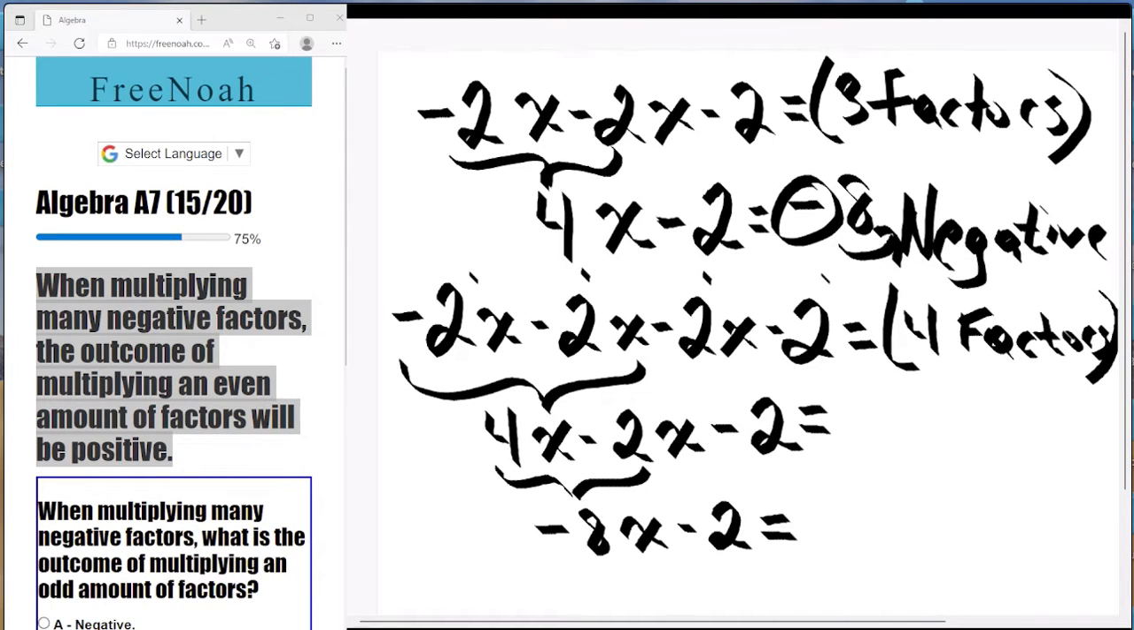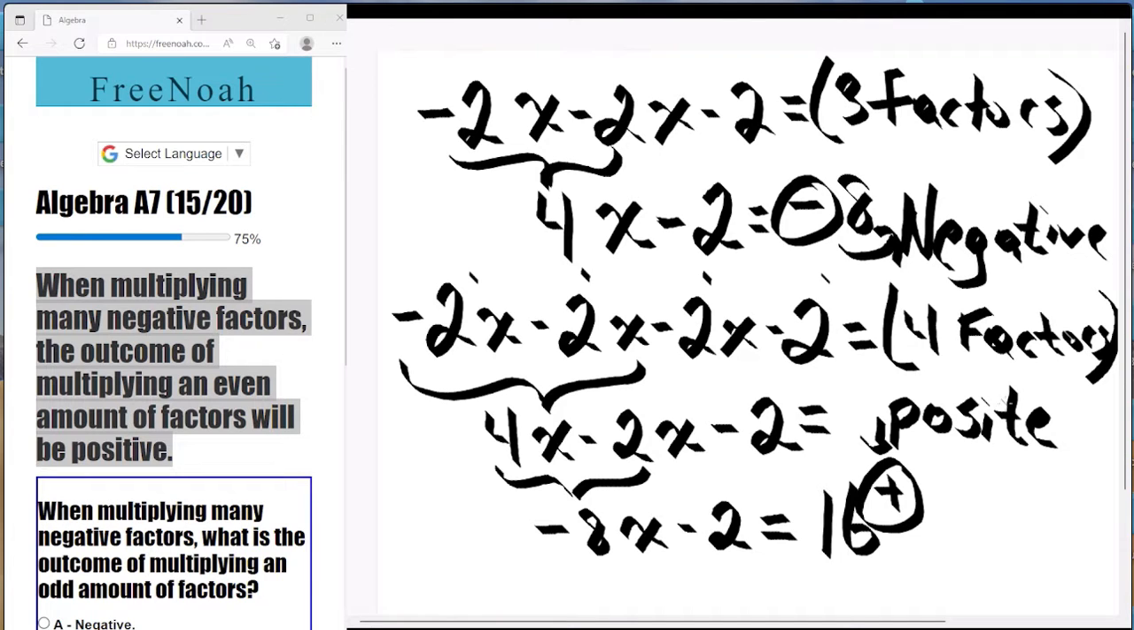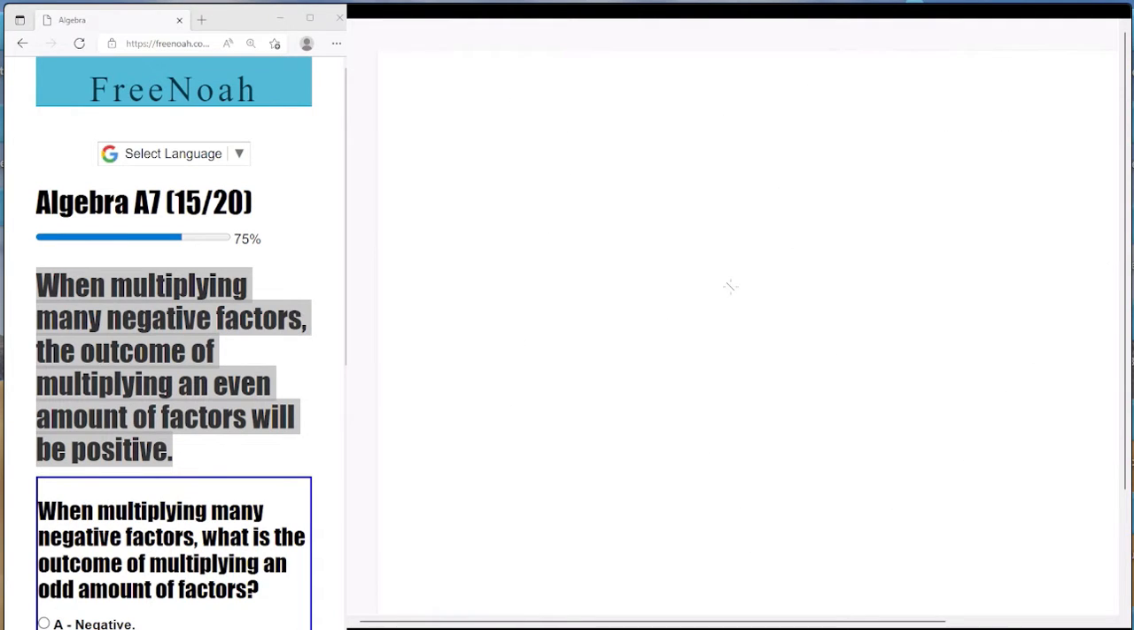Now we're going to bring down the -2, and we have here -8 times -2 equals +16. So here we notice that when there's an even amount of factors, the product is going to be positive, because there are 4 factors. Now when there's an odd number of factors, such as the first question that we solved, there was a negative.